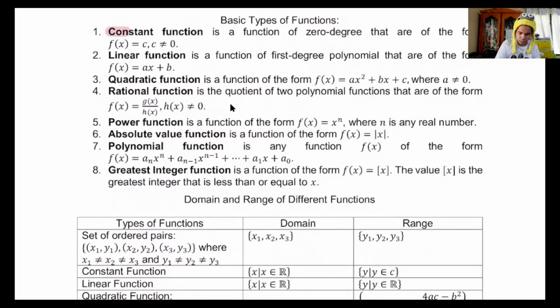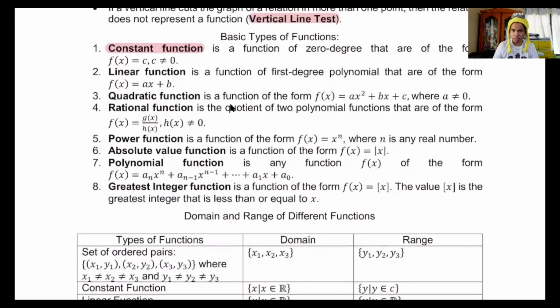Now, another way of categorizing functions is through the highest degree that it has. So the first here is constant. It is a function of 0 degree that is of the form f of x equals c. And c here should not be equal to 0.